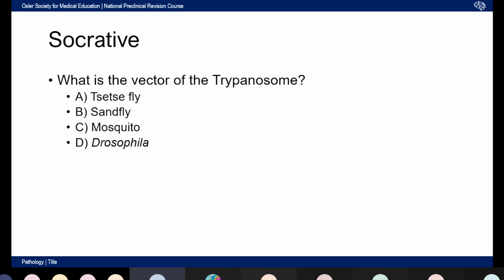Okay. So yeah, the tsetse fly. I'm not sure I'm saying that right. Sorry. That's the vector of the trypanosome. The sandfly is for leishmania, and the mosquito is for malaria.